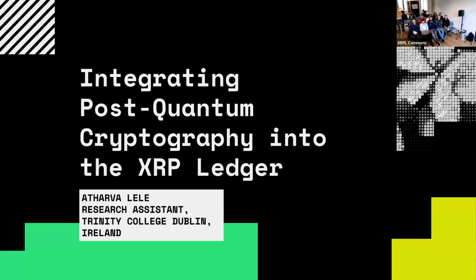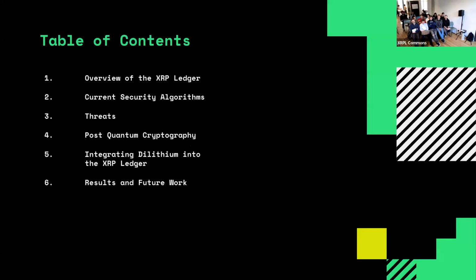And today, I'll be talking about integrating post-quantum cryptography into the XRP ledger. So we'll take a quick overview of the XRP ledger and its current security algorithms. Then we'll address some threats faced by these algorithms and how post-quantum cryptography could be used to withstand these threats. After that, we'll take an in-detail look at how we integrated CRYSTALS-Dilithium, which is a post-quantum algorithm, into the XRP ledger, followed by the results and future work.